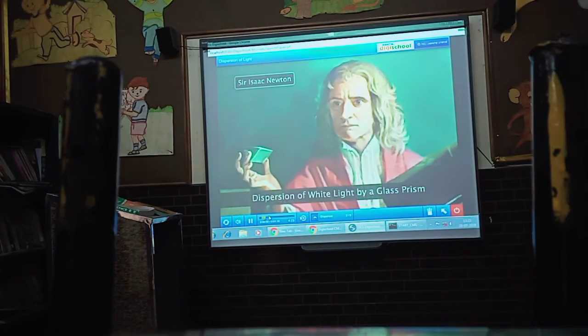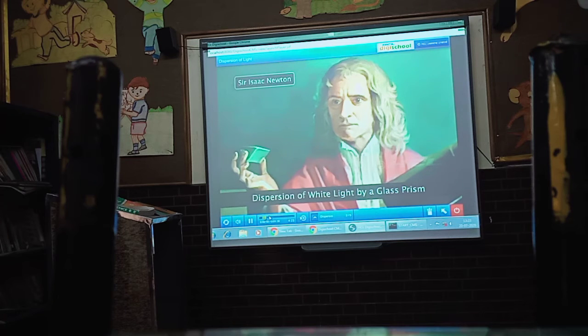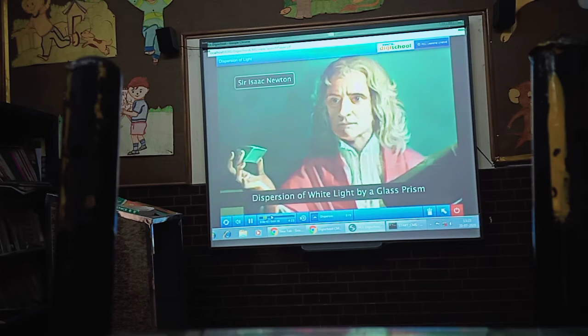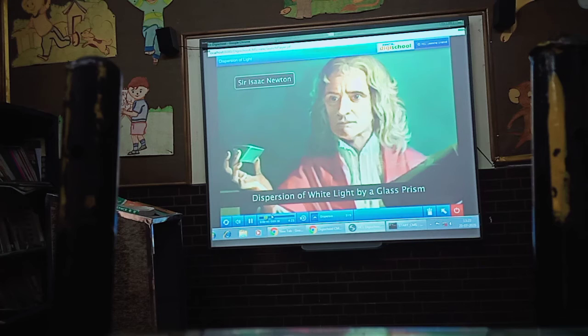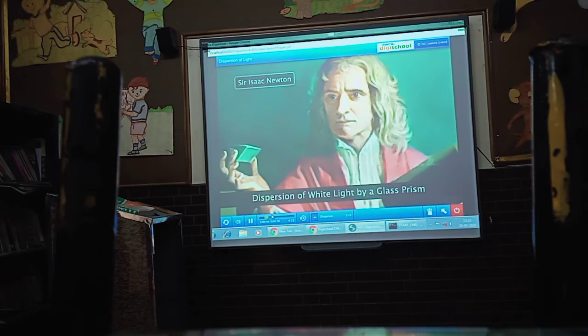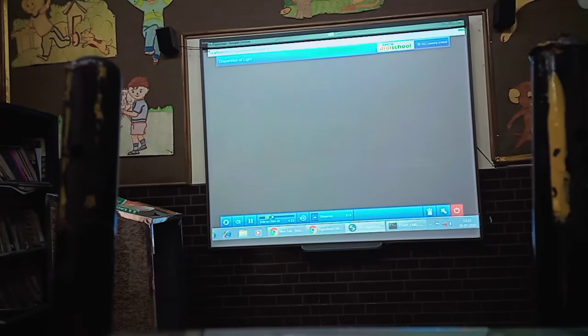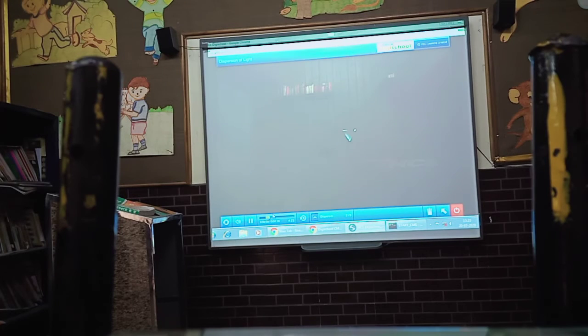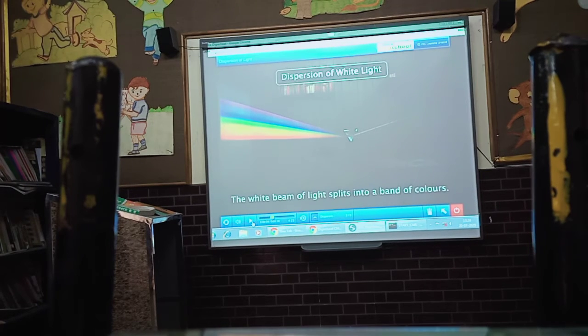It was in the year 1686 that Sir Isaac Newton did his celebrated experiments on refraction of white light by a glass prism. He made a narrow pencil beam of light fall through a small hole in a window. A very thin beam of light falls on the prism. As the beam enters the prism, it splits into a band of colors.